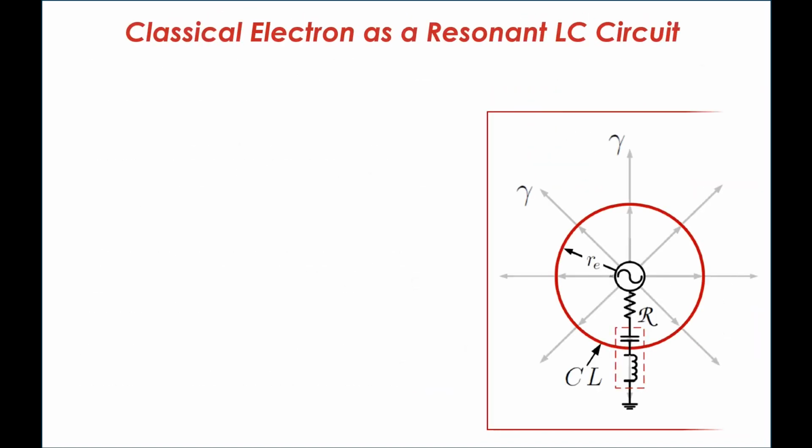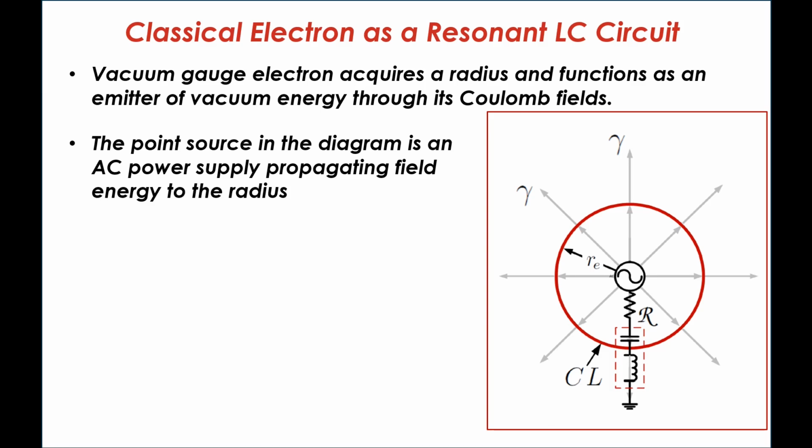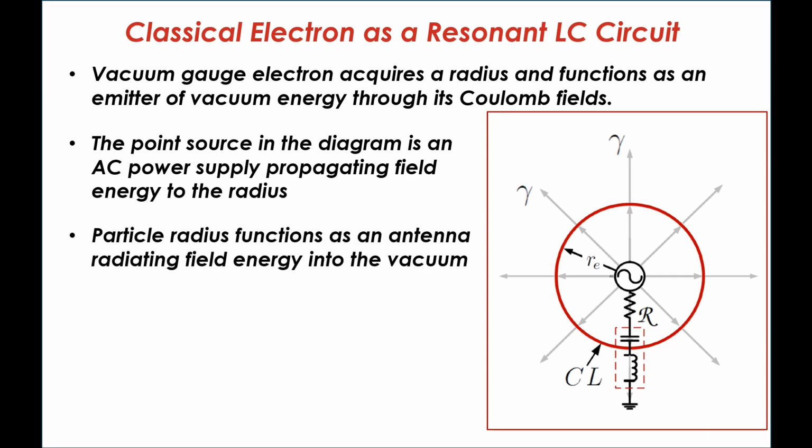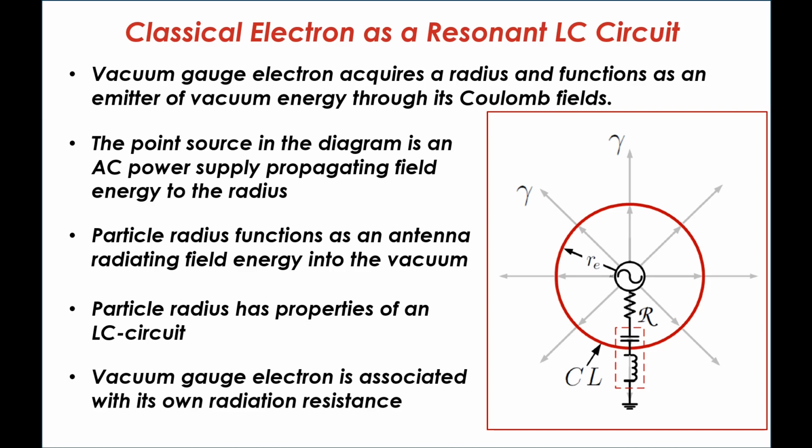Now suppose we consider a vacuum gauge electron at rest at the origin of a coordinate system. In the vacuum gauge, the classical electron acquires a radius, allowing it to function as a high-frequency emitter of vacuum energy. According to the diagram at right, the point source is an AC power supply propagating field energy to the particle radius. The radius itself becomes a high-frequency antenna having an internal inductance and capacitance, allowing it to emit field energy into the vacuum. Based on this analogy with the LC circuit, we expect our rest frame classical electron to possess an associated radiation resistance.